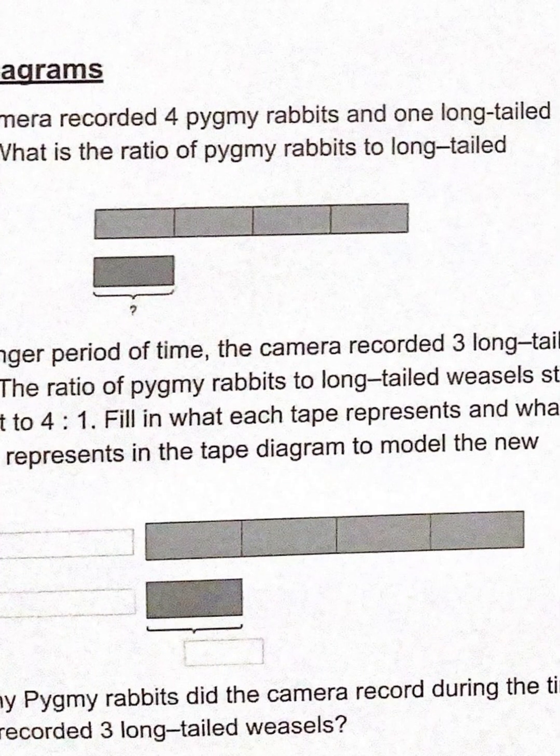Okay, so if this originally was my 4 pygmy rabbits and this is my 1 long-tail weasel, what is this going to represent on top? My pygmy rabbit. So I'm going to go ahead and write pygmy rabbits. There's more than one. And this is my long tail. I'm going to do L dash weasels. Okay, but this is my new situation, and it tells me that the camera recorded 3 long-tailed weasels, but the ratio stays the same. The ratio is still a 4-to-1 ratio.